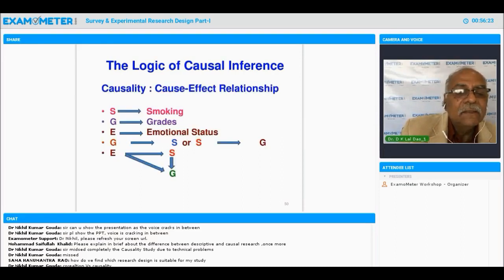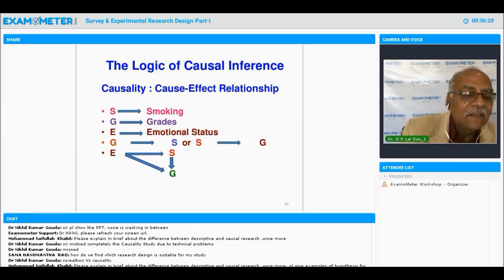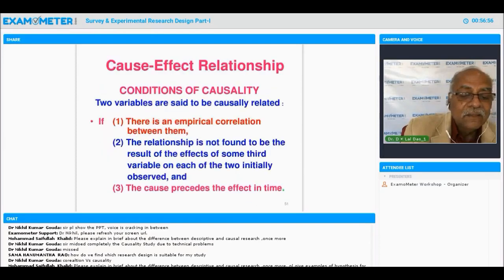But as studies went on, controversial results came. So later studies included a third variable, here, emotional status. And then it was explained that it is the emotional status which affects the smoking behavior, and also emotional status affects the academic performance. So it is the third variable which affects the relationship which was shown earlier.